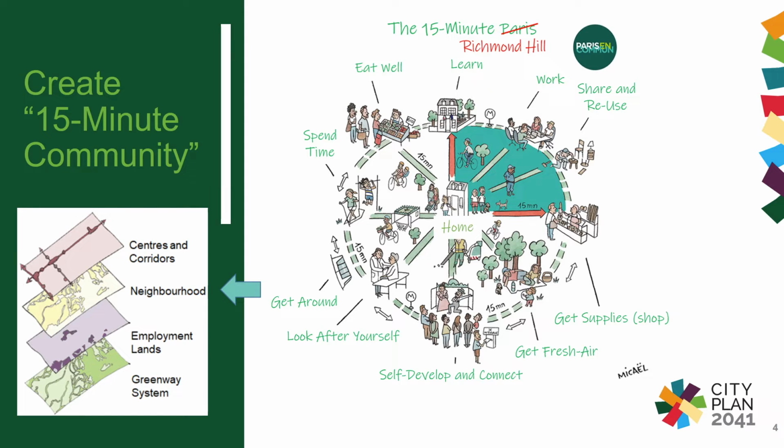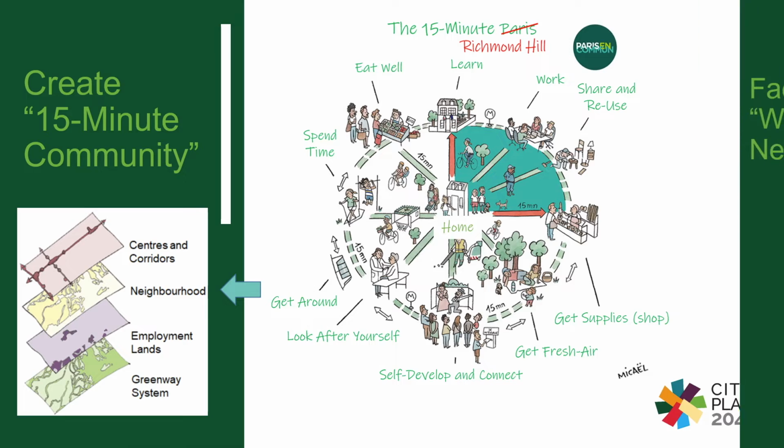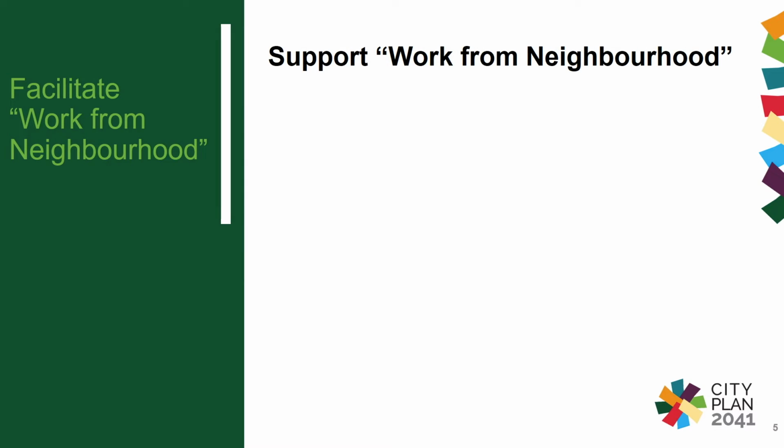You can see in this picture there are lots of places people can walk or bike to, where they can meet their daily needs and socialize with friends and family. 15-minute communities help people be more active and rely less on cars. OPA 18.4 proposes changes which will allow more community amenities to be located close to homes, and this will allow more people to work from their neighborhoods.